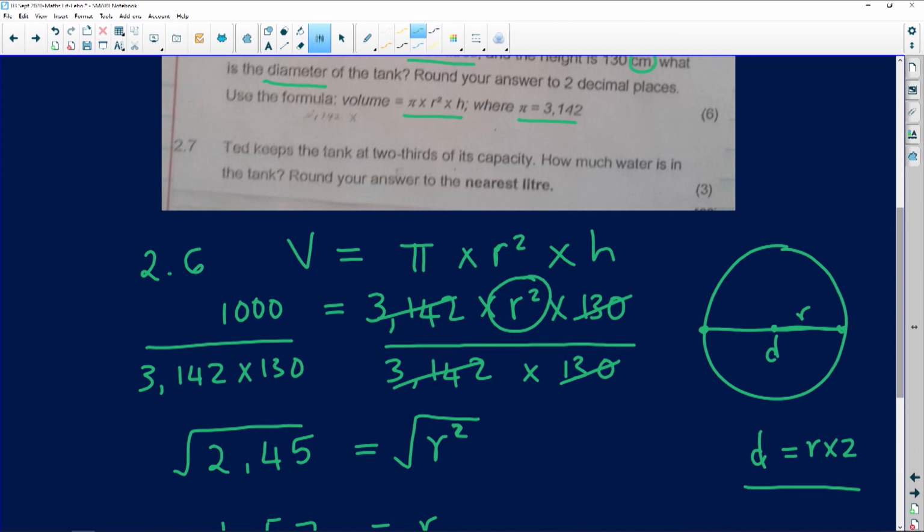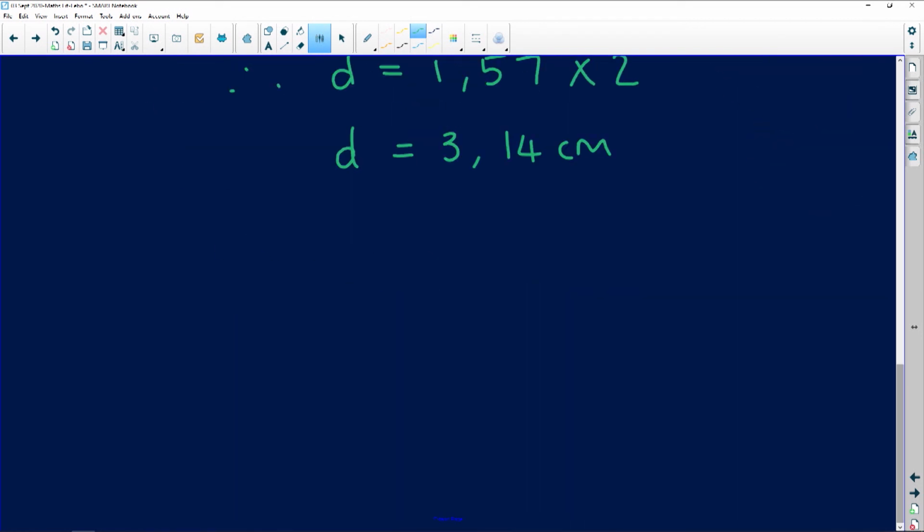It says, Ted keeps the tank at 2/3 of its capacity. How much water is in the tank? Round off to the nearest liter. Nice one. So now we know that Ted is keeping this tank at 2/3 of its capacity. 2/3 looks like this. That's 2/3 of its capacity.